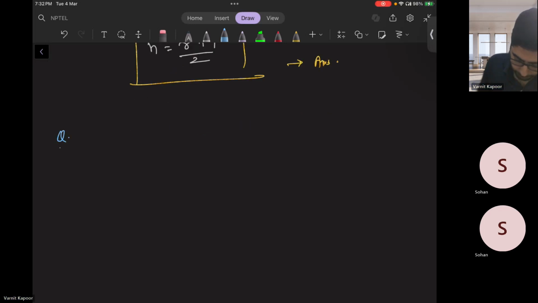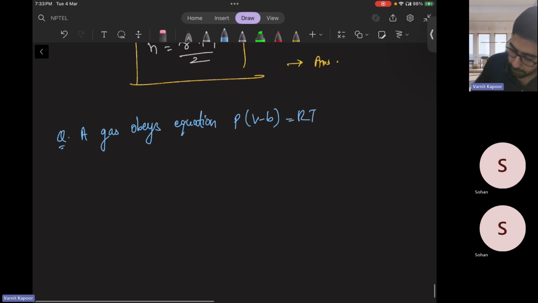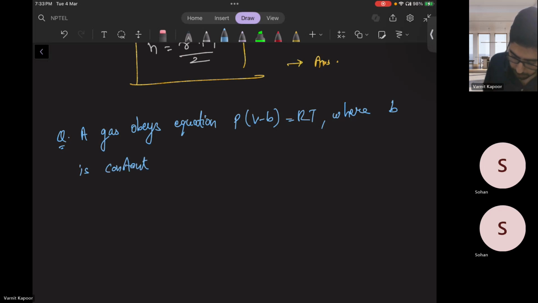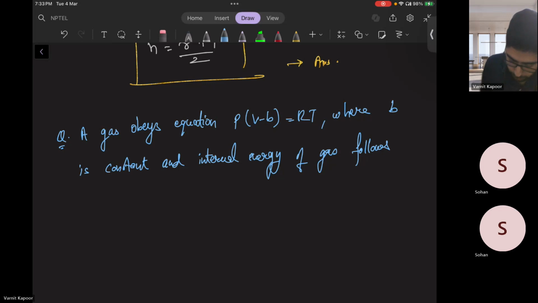All right, next question. A gas obeys the equation P times V minus B is equal to RT, where B is constant. Instead of PV is equal to RT, the gas is obeying this. It's not an ideal gas then. It's P into V minus B is equal to RT. B is constant and internal energy of gas follows the equation U is equal to CV times T plus constant.